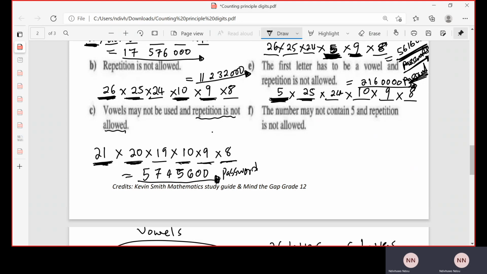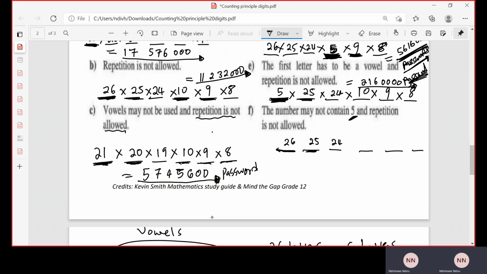F, the number may not contain 5 and the repetition is not allowed. Remember, the first 3 form letters, the last 3 form digits. So they only restricted you in terms of the digits. That's right. So with the letters, they just say repetition is not allowed. So in the first position, you have 26 choices. Second position, because the repetition is not allowed, here we're going to place 1. It means we'll be left with 25 choices. 2 of them has been used. We'll be left with 24 choices.